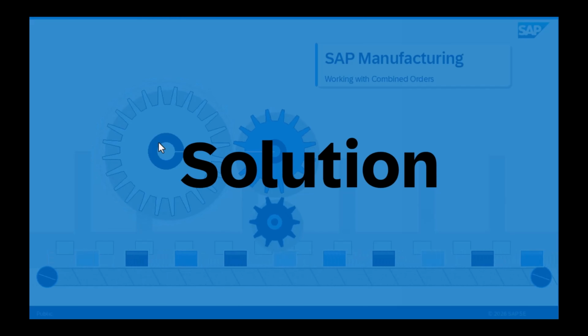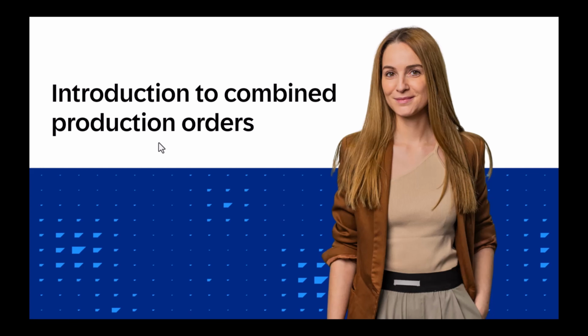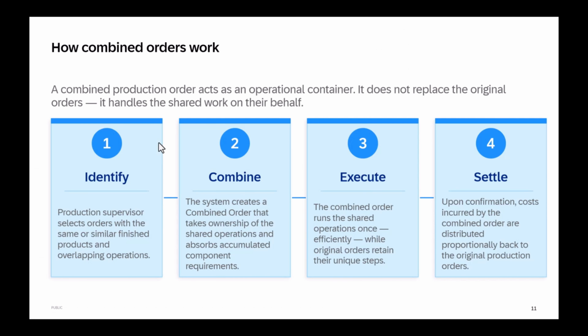But, of course, we have a solution for you. Here I would like to introduce our new feature, combined production orders. So how do combined orders actually work? If you look at this process, you can find 4 steps. First, identify, second, combine, third is the execution step, and then the last one is the settling.